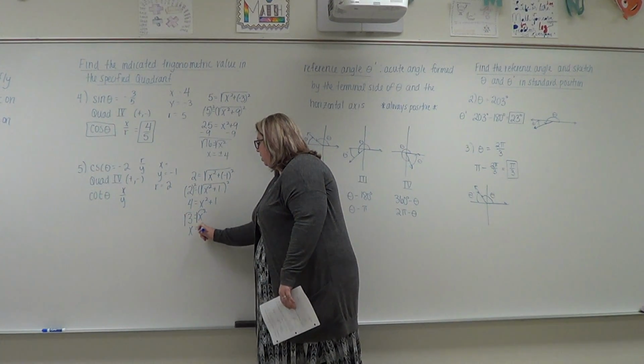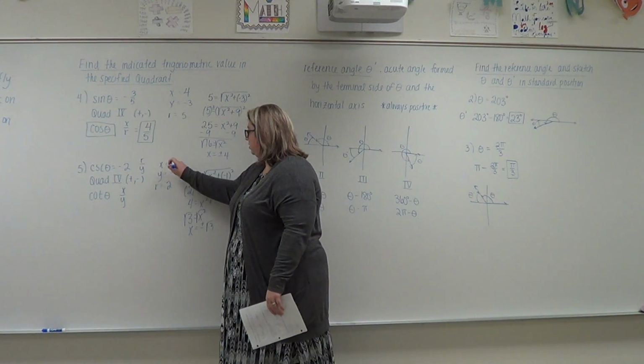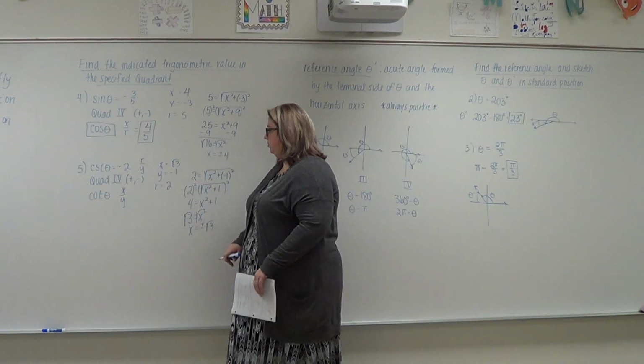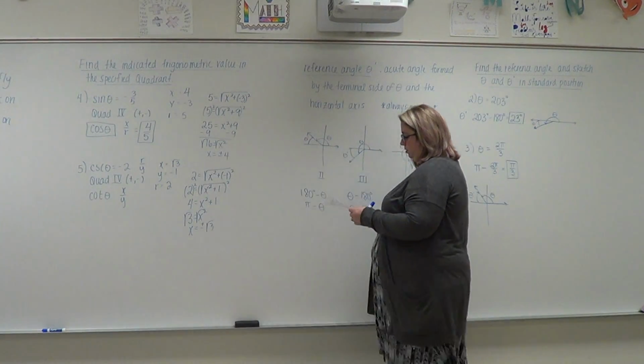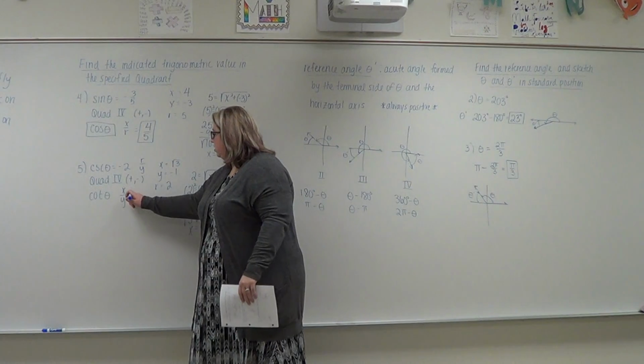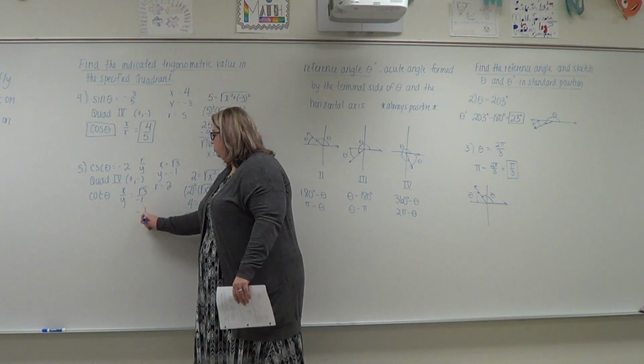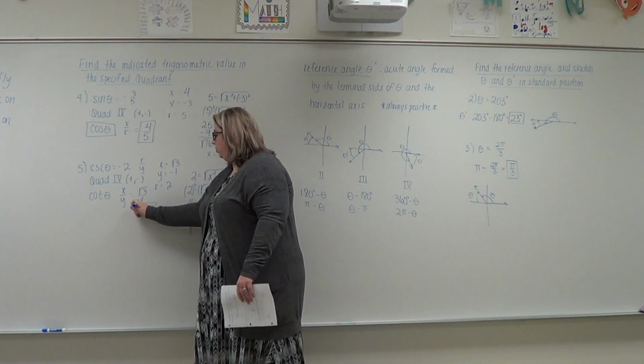And I know it can be positive or negative, but since this is in quadrant 4, it tells me x is positive. So if I do x over y, this would be square root of 3 over negative 1, which means my answer would be negative square root of 3.